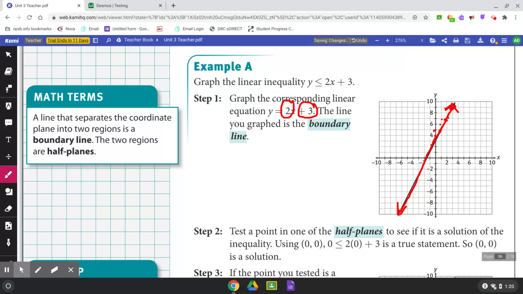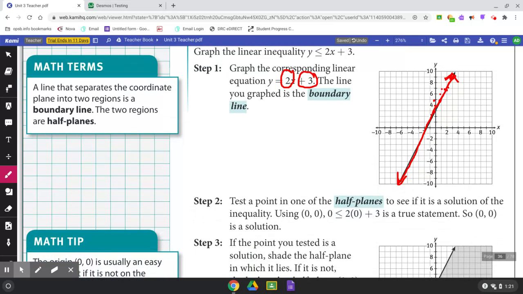Okay, so you've already graphed equations, but today we're going to start graphing inequalities. So what does that mean? Well, you can use a test point in one of the half planes to see if it is a solution of the inequality. Using 0, 0, is 0 less than 2 times 0 plus 3 a true statement? The origin is the quickest and easiest point to use as your test point because both x and y are 0.